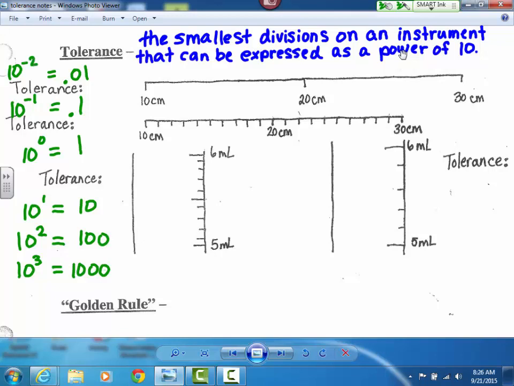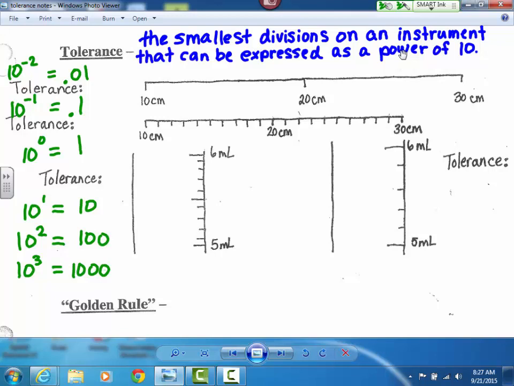Any of these numbers here can be written as a power of 10. 0.01, 0.1, 1, 10, 100, 1,000. Any of these can be expressed as a power of 10. So the tolerance is the smallest set of lines on an instrument that fits into this list. That could be a power of 10.